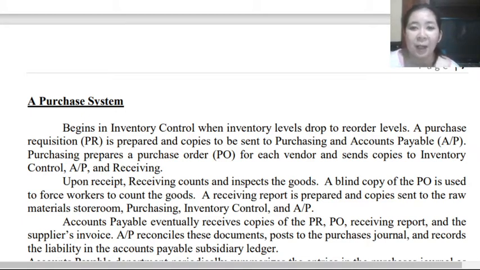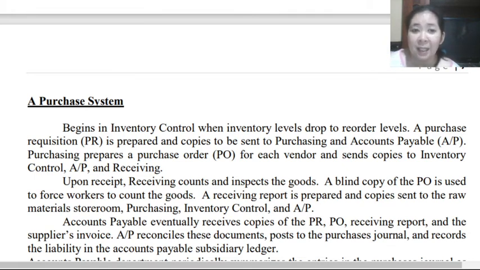So basically there is a system or technique that will let the entity know if their stock level drops to the reorder point. A purchase requisition or PR will then be prepared and copies will be sent to the purchasing and accounts payable department. The purchasing department will prepare the purchase order, for each vendor, and they will send copies to inventory control, accounts payable, and also the receiving department.